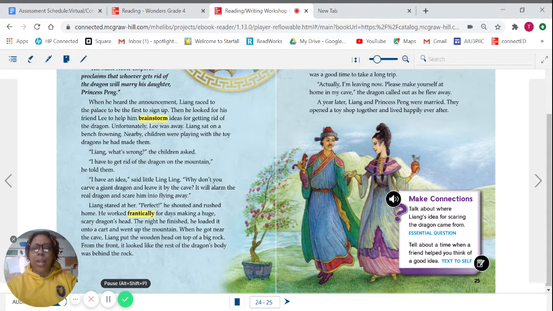Now, let's think about a time when a friend helped you think of an idea. So again, Liang originally wanted his friend Li to help him. Is there a certain friend that you have that always helps you come up with good ideas? Or do you have a time that you remember when a friend helped you come up with a really great idea?